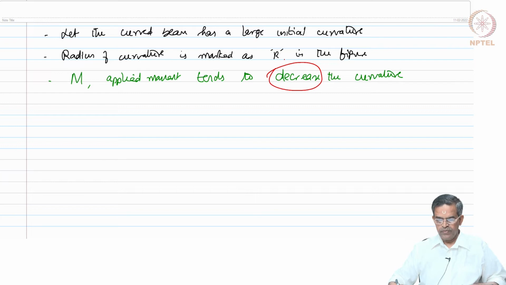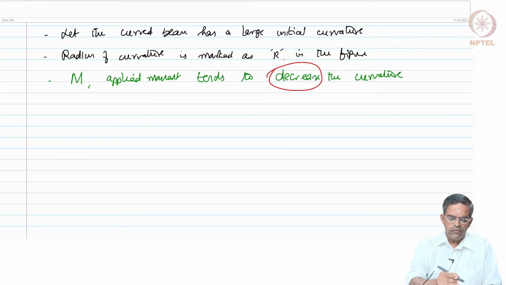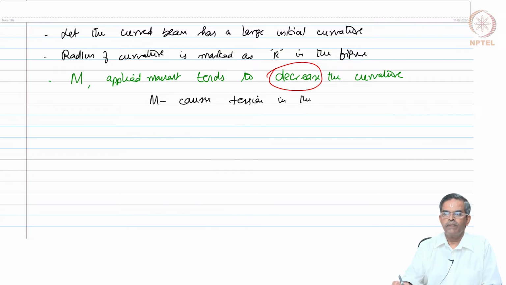So, friends, in curved beams there is no hogging and sagging bending moments. You got to classify the applied moment in terms of does it increase or decrease the initial curvature of the curved beam. Okay. So, very important, please remember this. Okay. Therefore, friends, M causes tension in the extradas, is it not? And of course, compression in the intradas.